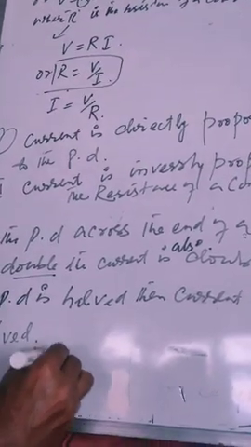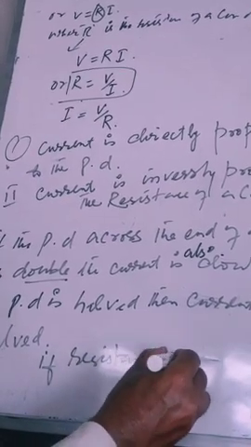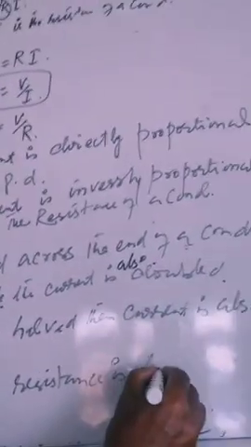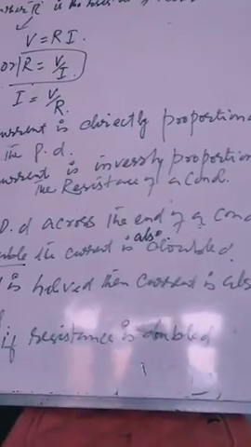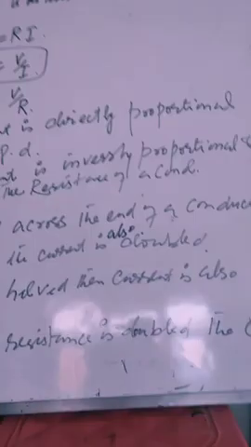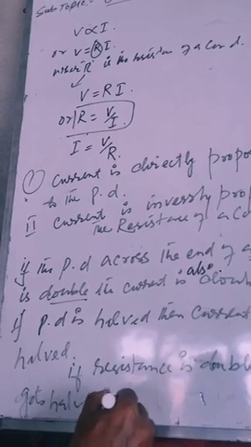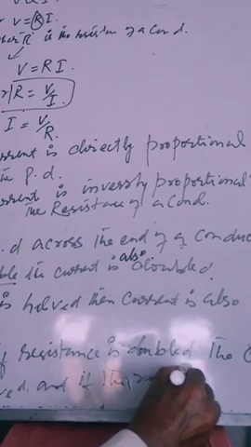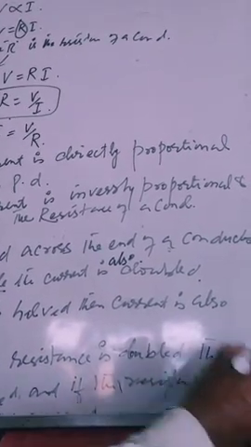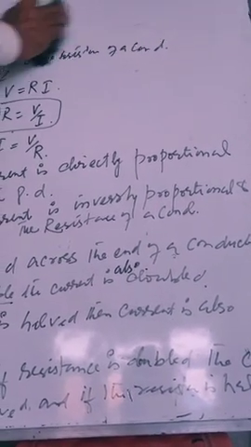If we take the resistance, if resistance is doubled, the current gets halved, and if the resistance is halved, the current gets doubled.